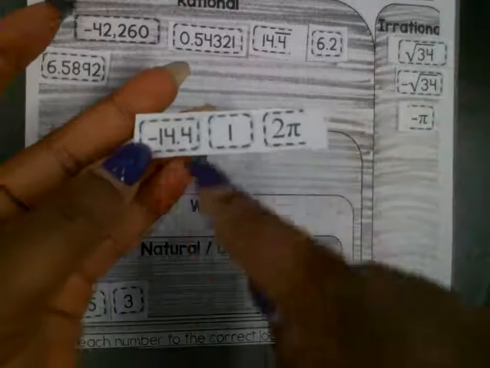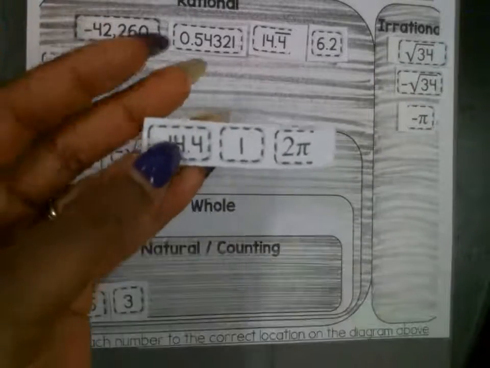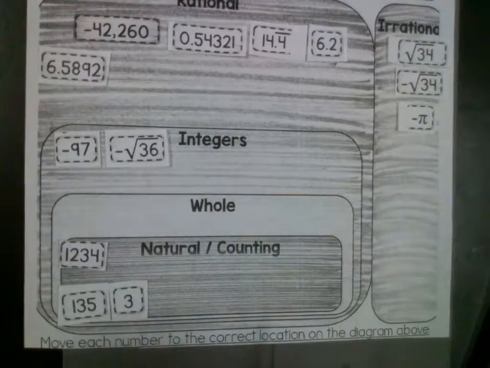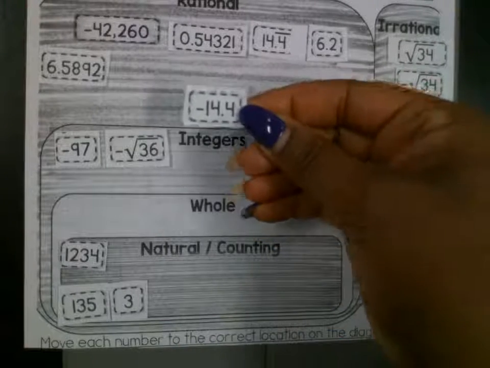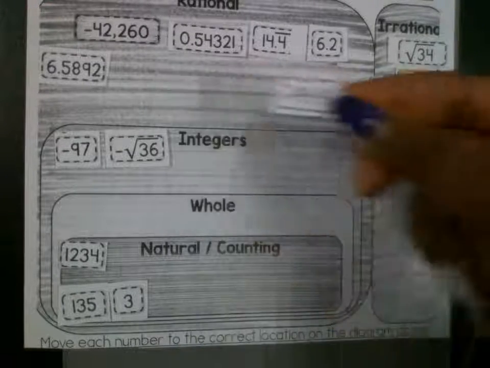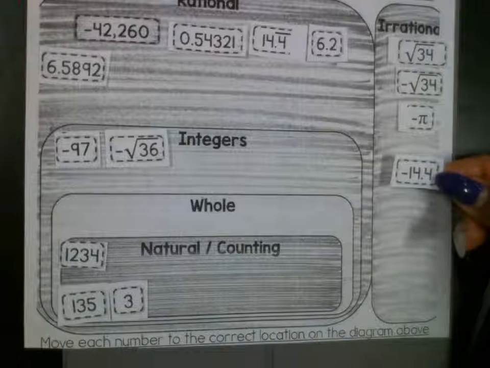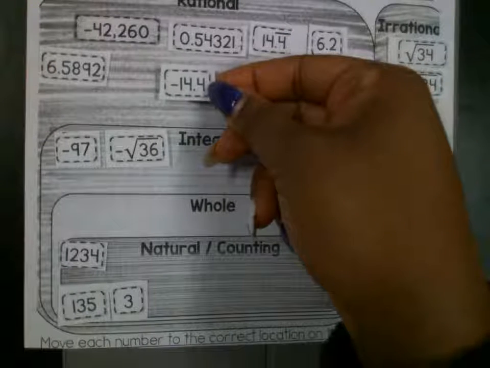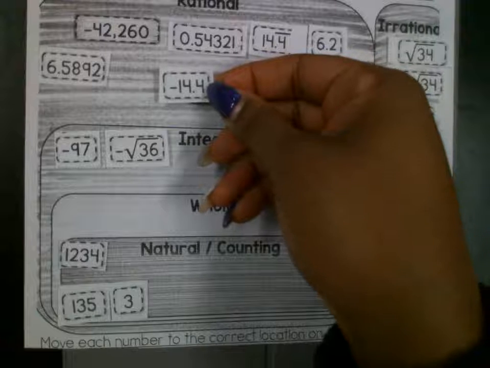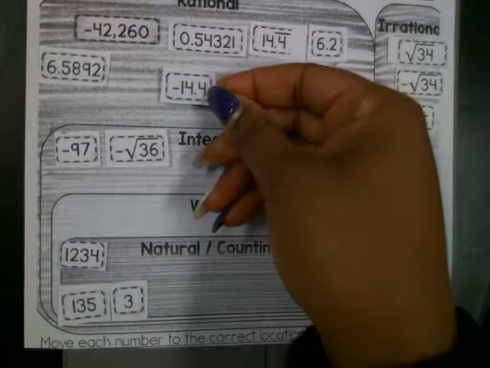Look at our list. The next number is negative 14.4. Is this number rational or is it irrational? It's very rational because it stops. It's a decimal that stops. Doesn't have those dots at the end.